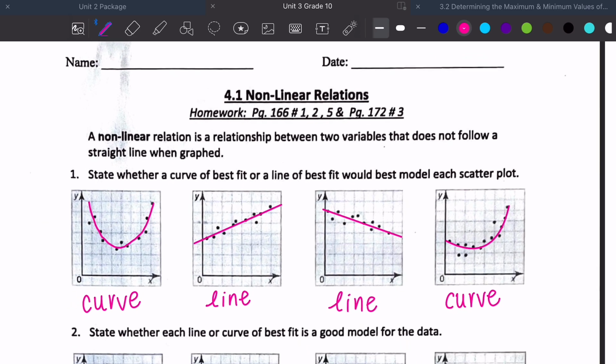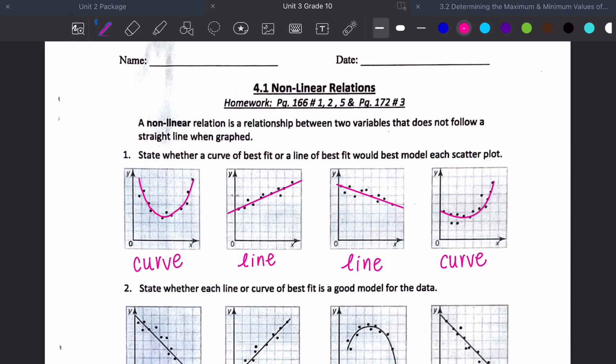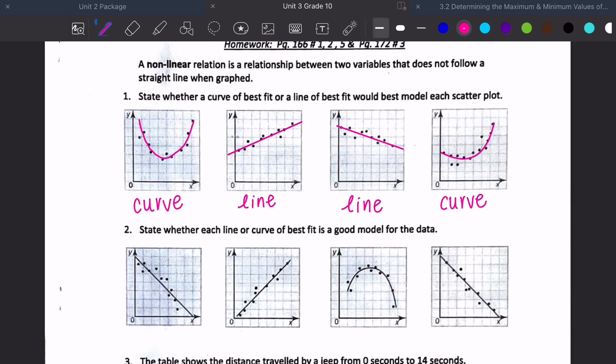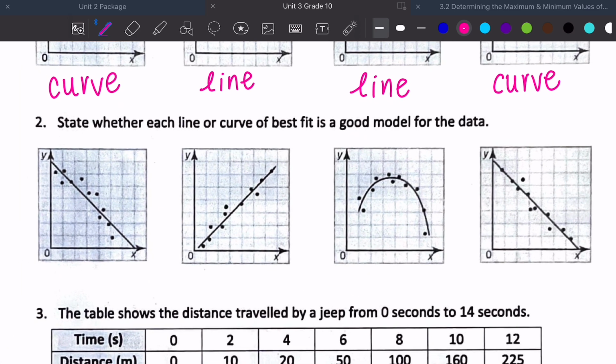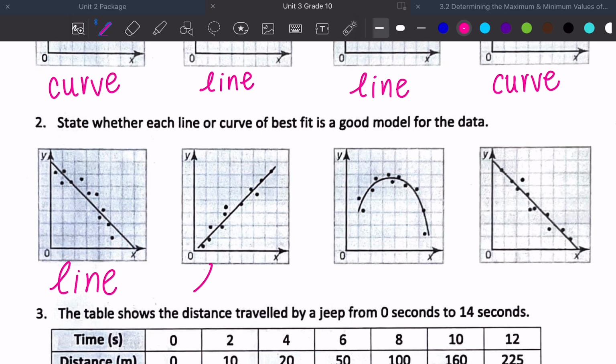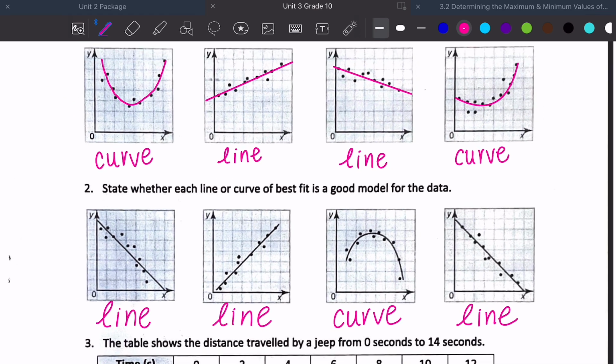Easy peasy, right? Now they've done the flip. They've given you the data with its line or its curve going through it, and you're just going to state if it's a line or a curve. Again, super easy. This is a line. What's the second one? Line. A line. Third one? Curve. And last one, line. No tricks. It's literally that easy, right?